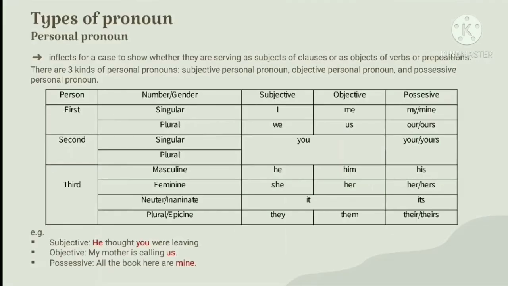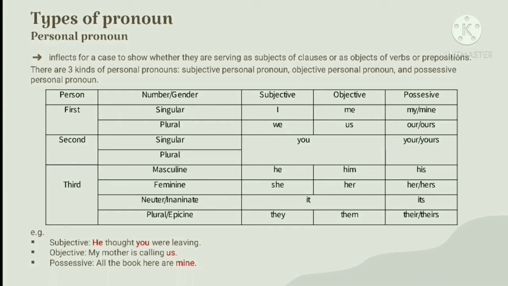So, the first one is personal pronoun. A personal pronoun refers to a particular person, group, or thing. Personal pronouns inflect for case to show whether they are serving as subjects of clauses or as objects of verbs or prepositions. There are 3 kinds of personal pronouns, which are subjective personal pronoun, objective personal pronoun, and possessive personal pronoun. So this is the table of personal pronouns.